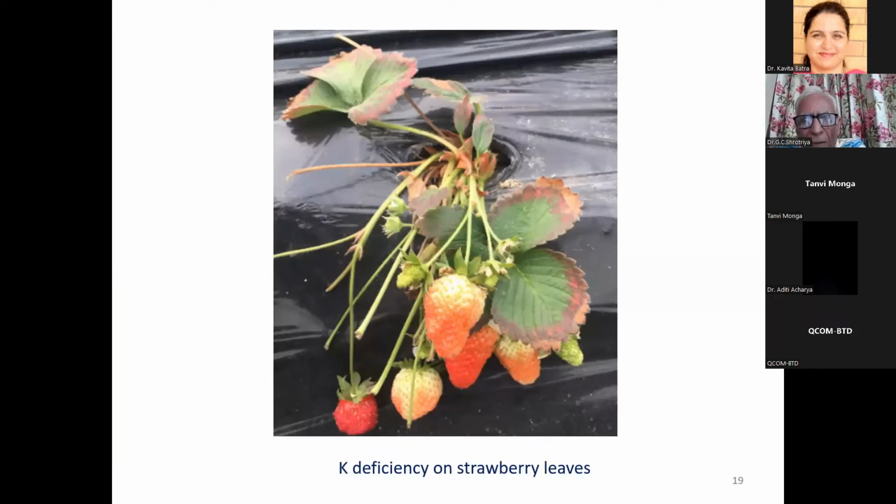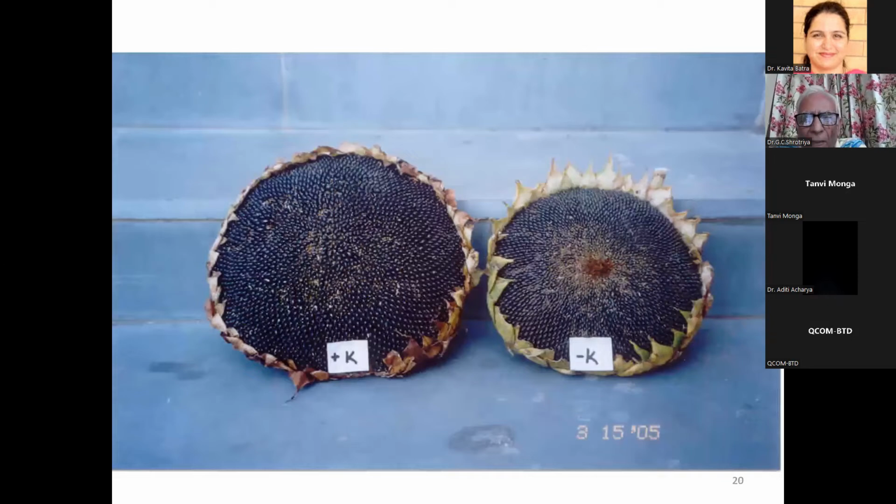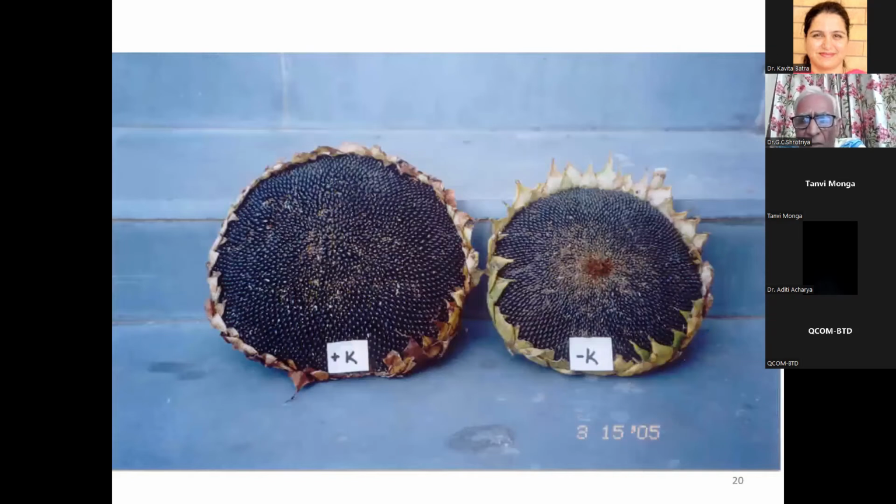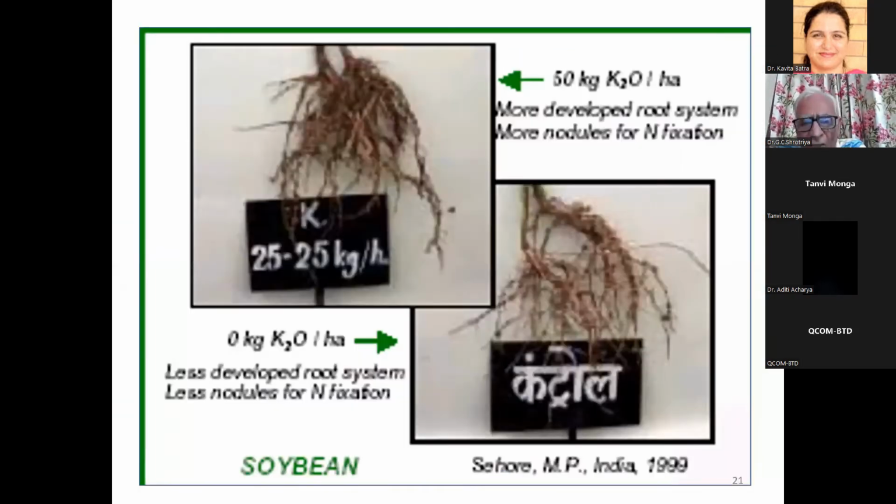Even on the fruits, you see the deficiencies are there. Next, please. The grain setting is not there. So you see the less grain when the potash is not there. Root growth is also affected. Yeah, next.